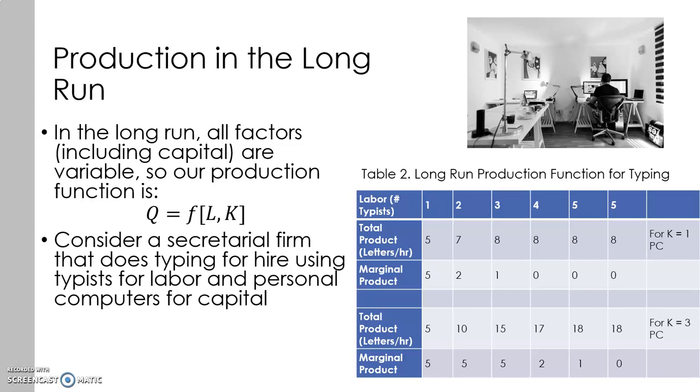Then when we start hiring extra workers, if we hire a fourth worker, that fourth worker can cover if anybody's on break. The fifth worker can cover if a couple of people are on break. The sixth worker just kind of stands around looking stupid. So adding more capital allows each worker to be more productive up until the capital is saturated.